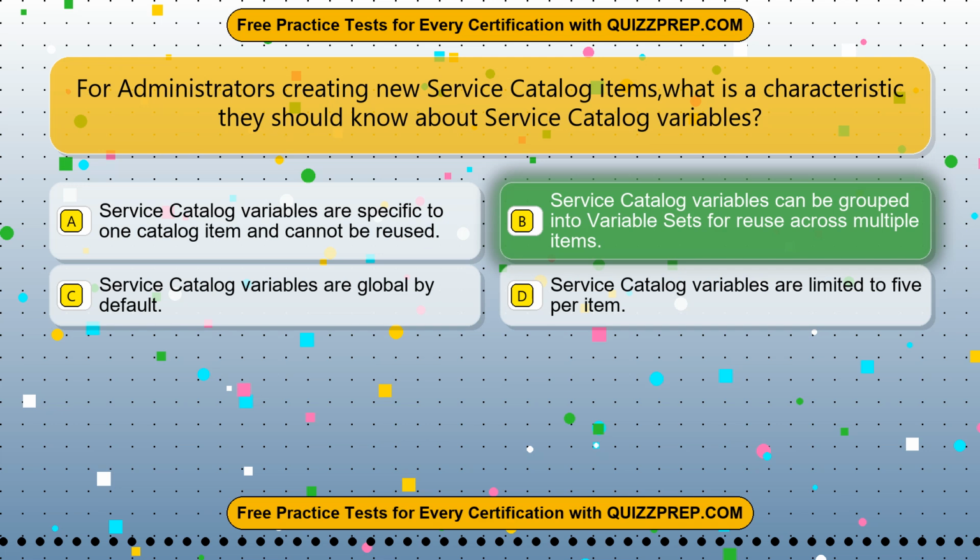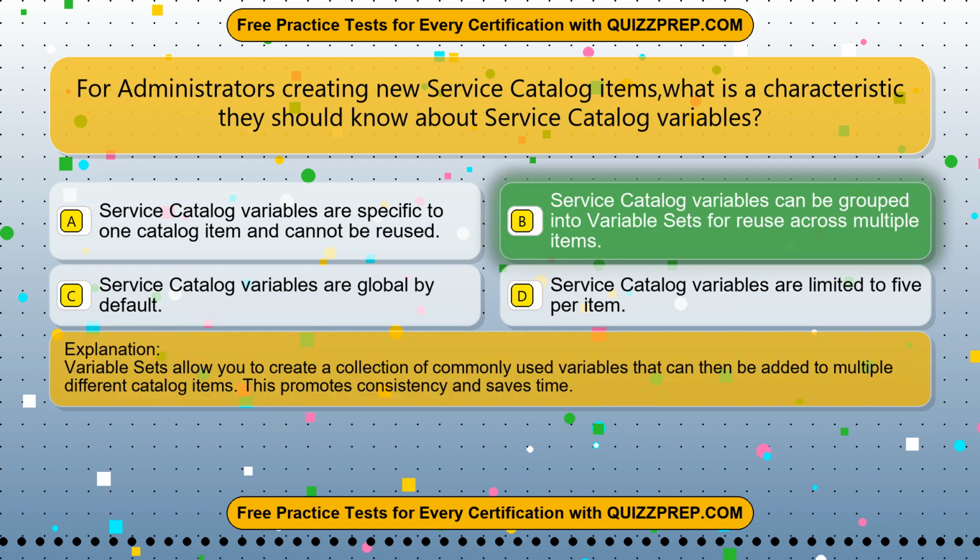The correct answer is option B. Service catalog variables can be grouped into variable sets for reuse across multiple items. Variable sets allow you to create a collection of commonly used variables that can then be added to multiple different catalog items. This promotes consistency and saves time.